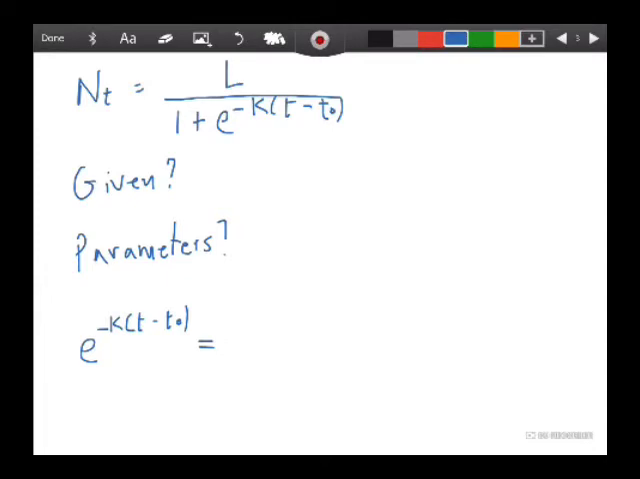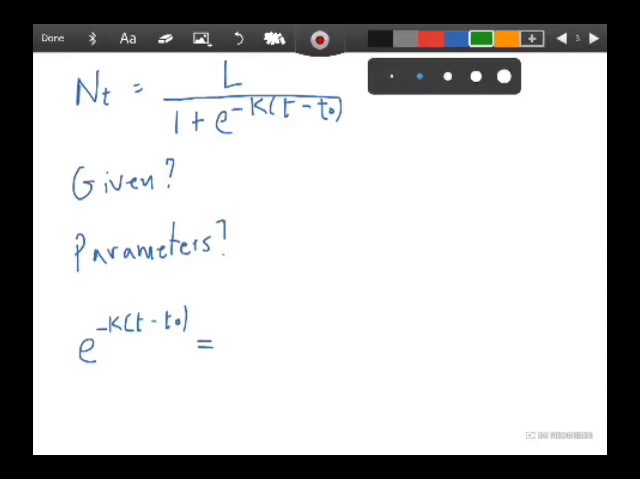Let us look at the equation one more time. We have n_t, we have L, we have k, and we have t0. Those are the main components of the equation. So the question is, what is given? What we have as given first is the information that we know. We know n_t. For every day, we know the number of cases that we have.